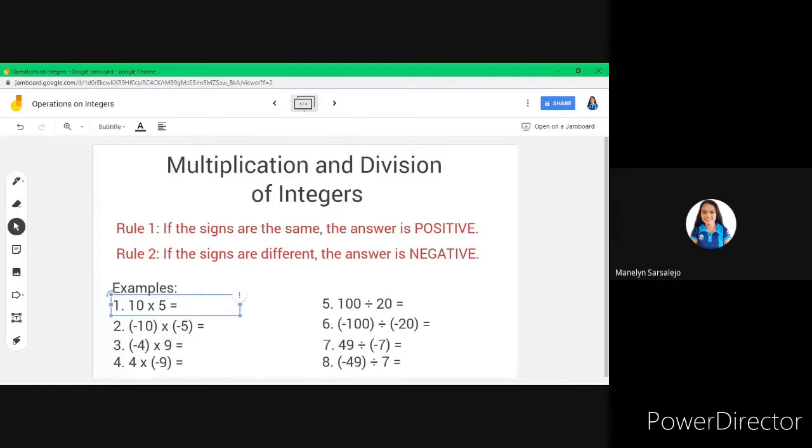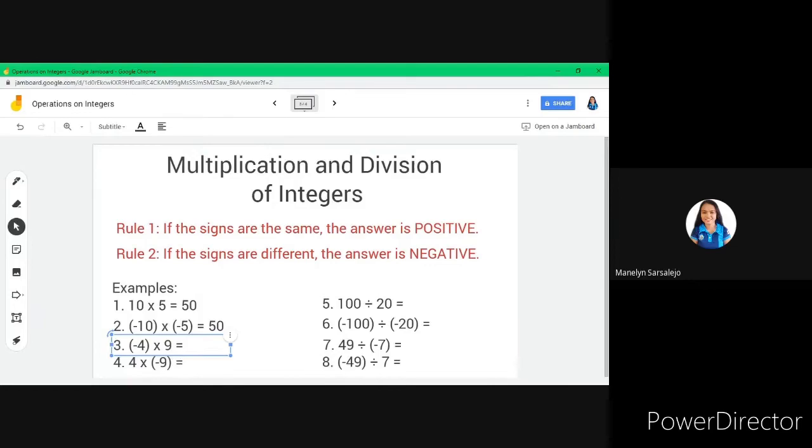Okay, so this time let's have our examples. Positive 10 multiplied by positive 5. So all are positive. So we have positive 50 nga answer. Next, all negative. Negative 10 times negative 5. So the same sign, answer is positive. So 10 times 5, 50.